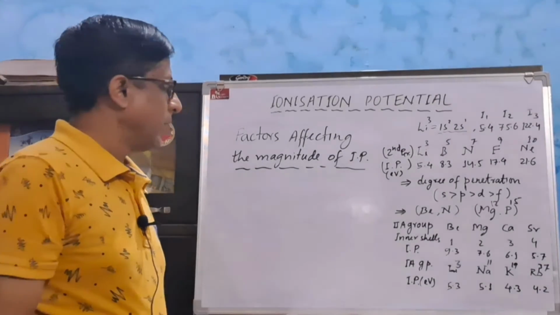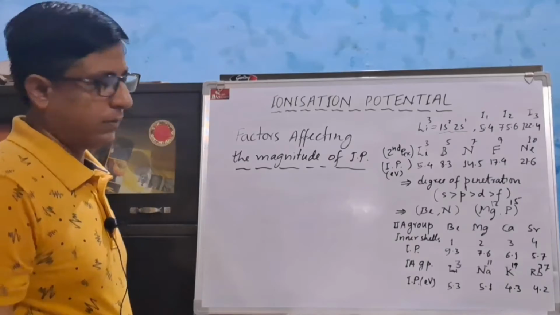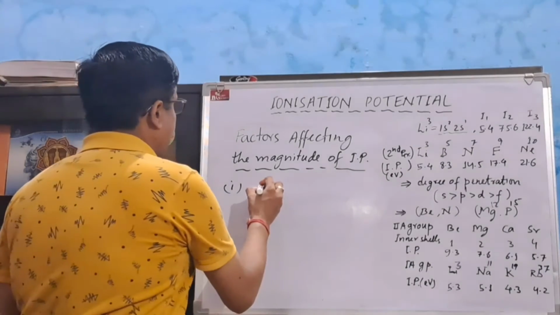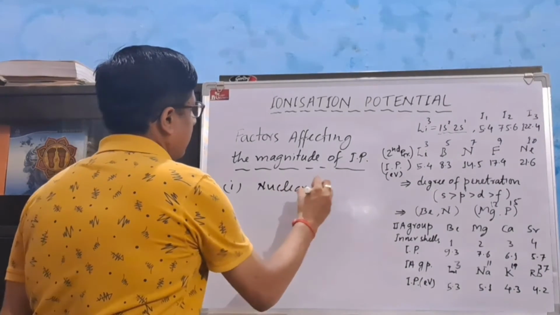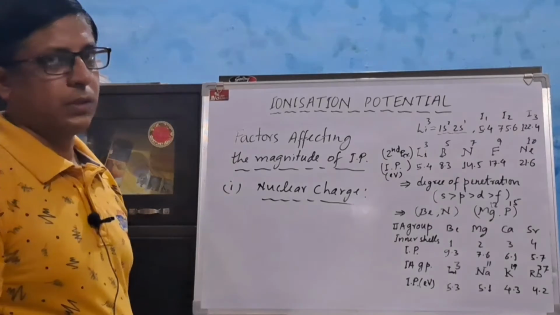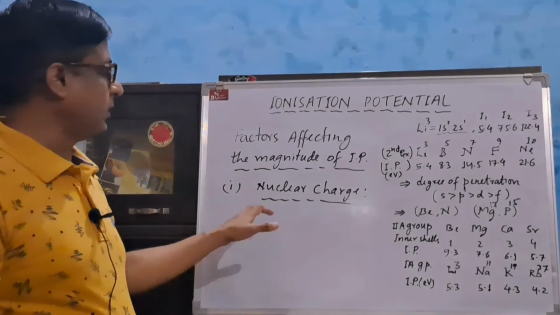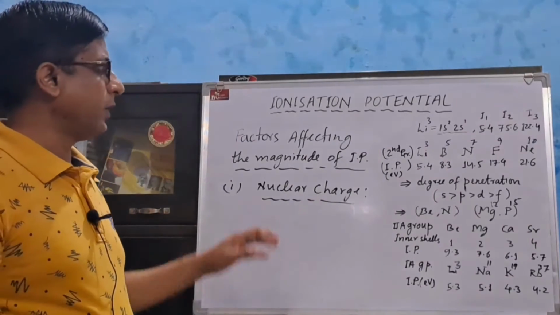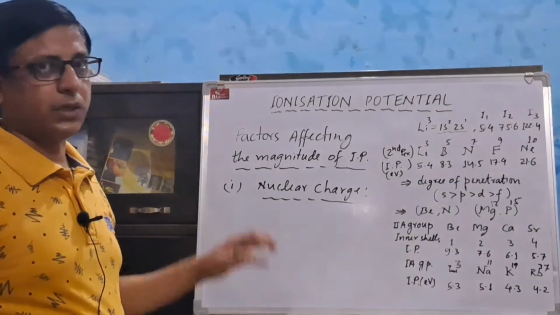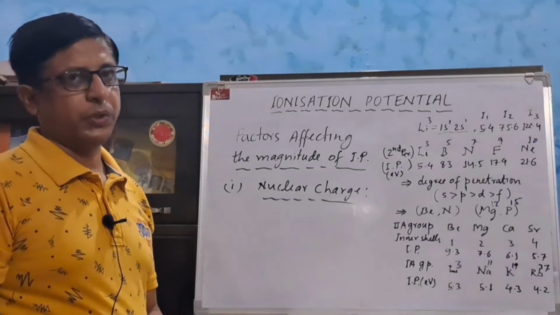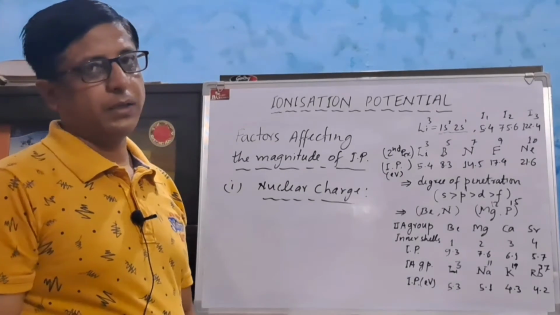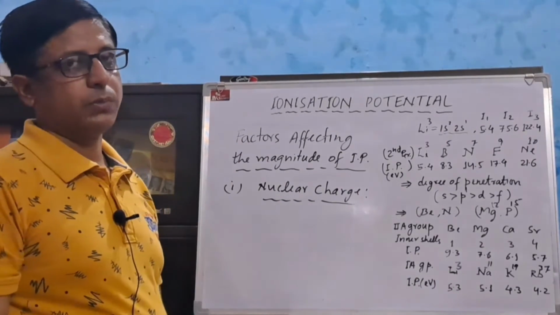The first factor is nuclear charge, or charge on the nucleus. It has been found that with the increase of nuclear charge, the ionization potential increases. This is due to the fact that with the increase of nuclear charge, the electrostatic attraction between the nucleus and the valence shell electron increases. Therefore, it becomes harder to remove an electron. Thus, the ionization potential increases.